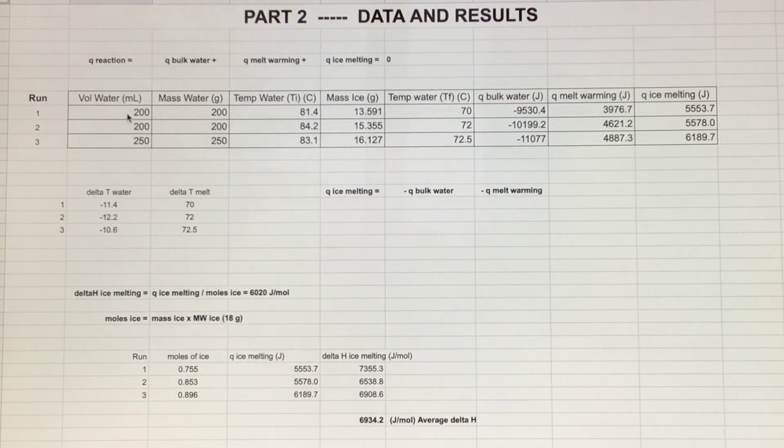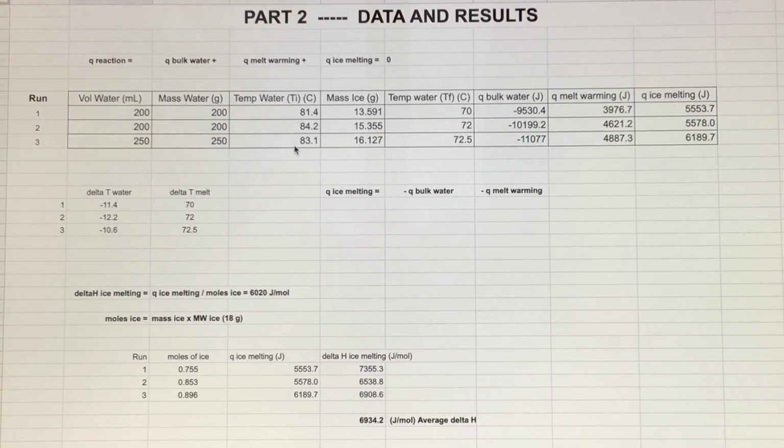So here in this table, I have all my data, the volume of water, of hot water that I used, its mass, again, assuming that the density of water is 1 across all the temperatures, and then the initial temperature of my hot water, and then the mass of the ice cube that I used, the final temperature of my system, and then I calculated the Q bulk water, Q melt warming, and Q ice melting.